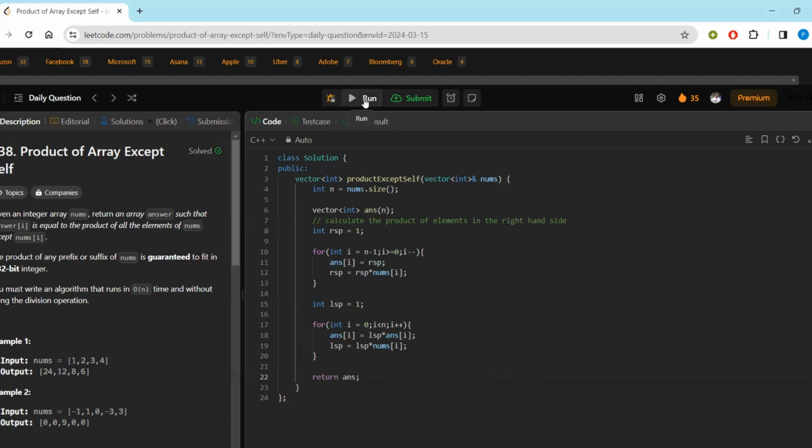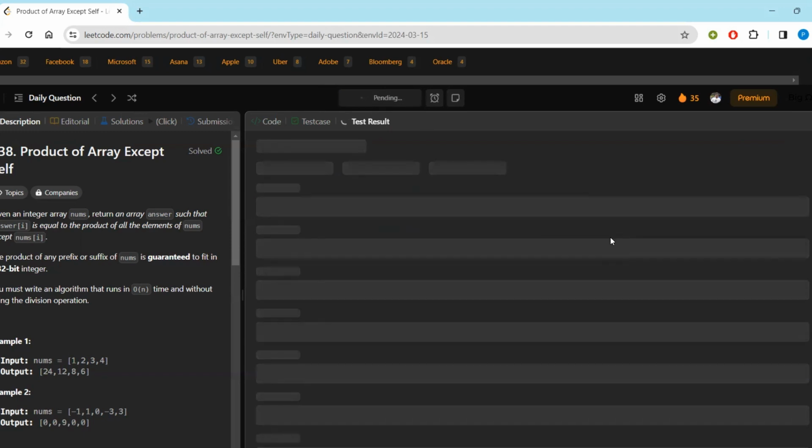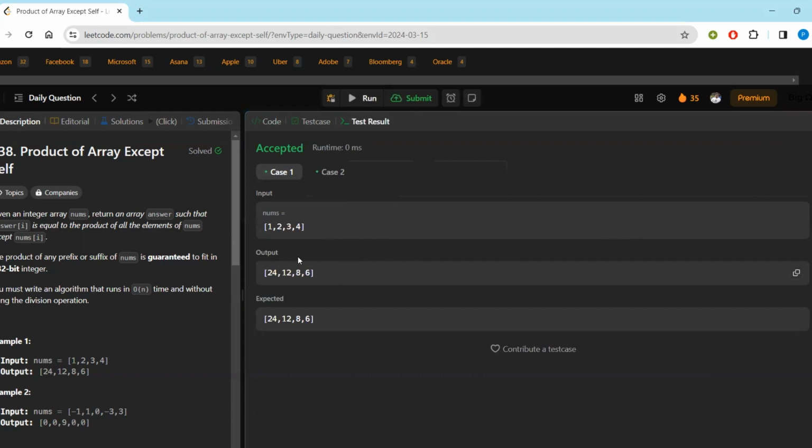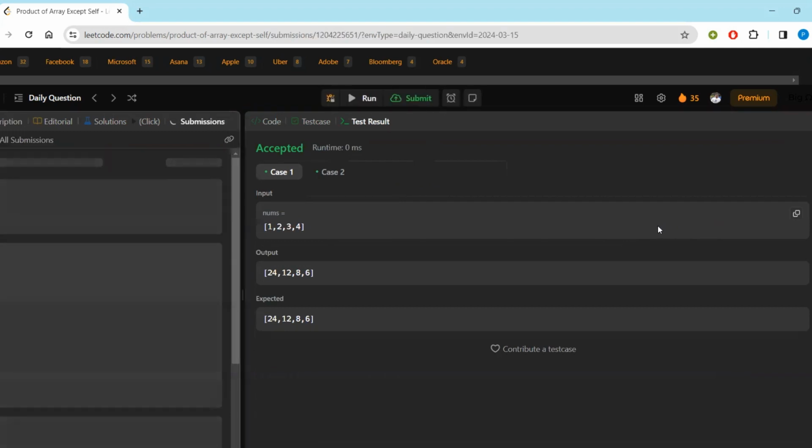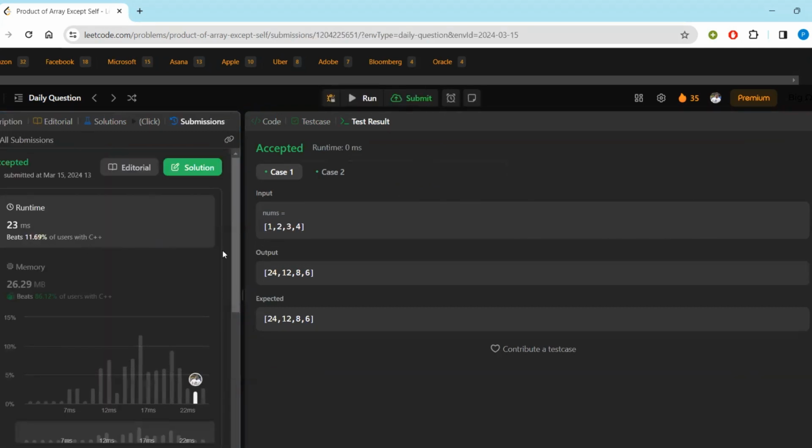Now let's try to run the test cases. We can see test cases have been accepted. Now let's try to submit the solution. So our solution is accepted.